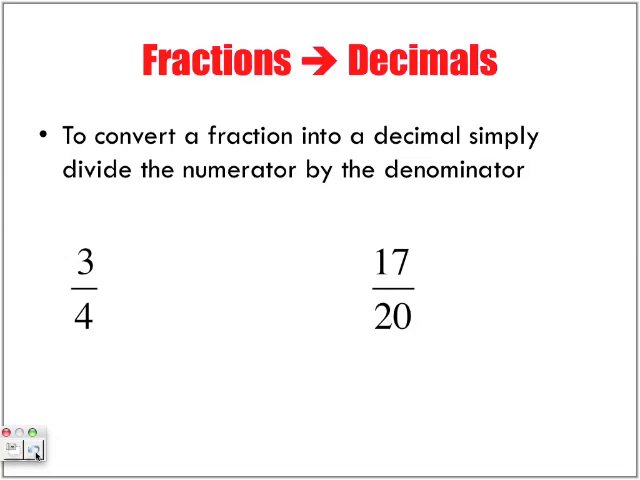Fractions to decimals. To convert a fraction into a decimal, simply divide the numerator by the denominator. If I give you a question like that, I will let you use your calculator. So let's look at the second example, 17 out of 20.